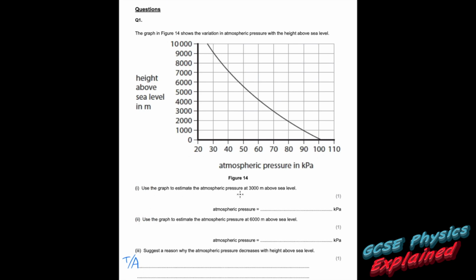Use the graph to estimate the atmospheric pressure at 3,000 metres above sea level. So this is just a data handling question. Here's the data, can you handle it? So 3,000 metres of height and the corresponding pressure is 70 kilopascals, correct. Part 2. Use the graph to estimate the atmospheric pressure at 6,000 metres above sea level. So once again, height above sea level, this time 6,000 metres. Come down here like that. Right, that's 40, that's 50. It looks about 47 to me.